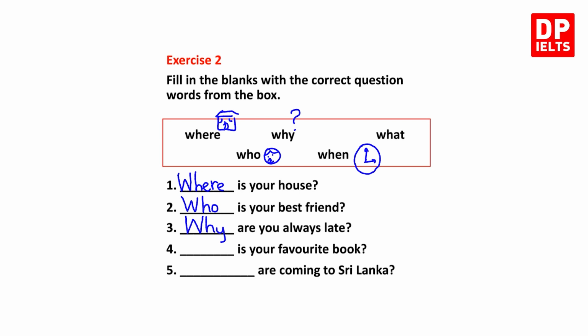Right, so let's see. முதலாவது blank is your house. So இது ஒரு இடத்தை குறிக்கிறதுனால we'll say where is your house. Dash is your best friend. So friend, ஒரு நபர் குறிக்கப்படுறதால we'll say who is your best friend. Dash, are you always late? Right, so இதுல எங்களுக்கு விளங்குது ஏதோ ஒரு ரீசன் கேட்கப்படுகின்றது. So ஏன் நீங்க ஒரே லேட்டா வாரீங்க? Right, so why are you always late?